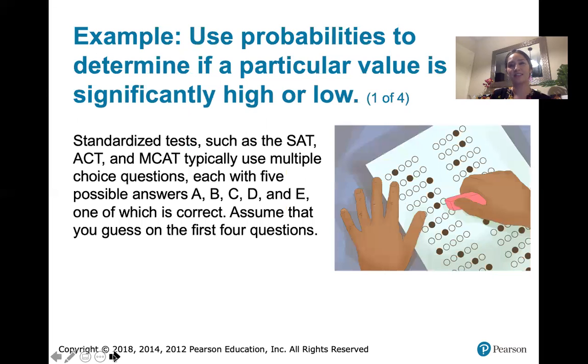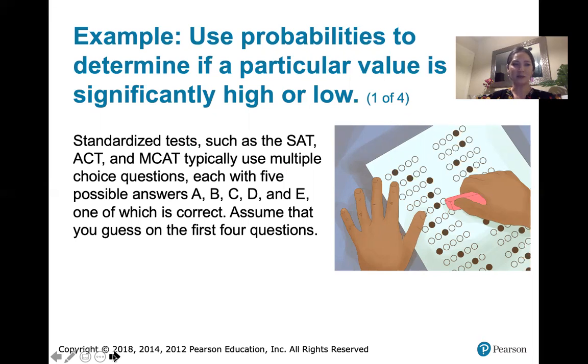Now we're going to return to this question. We've already looked at it, but last time we used the range rule of thumb to determine whether a particular value is significantly high or low. This time we want to use probabilities. And we can do that pretty easily now that we know about binomial probability distributions and all of the different ways that we can calculate probabilities for them.